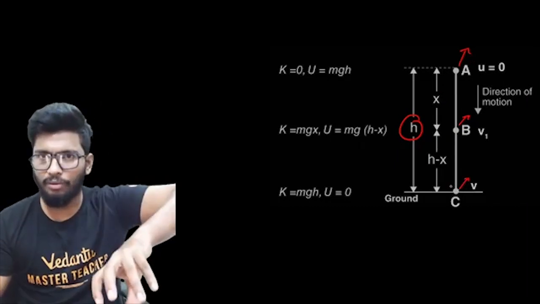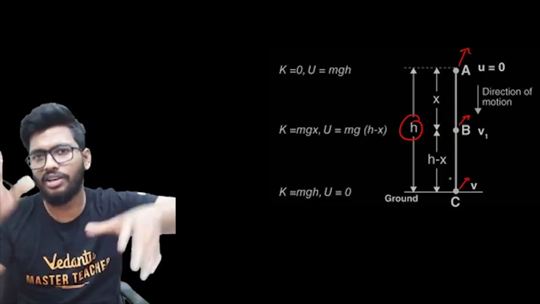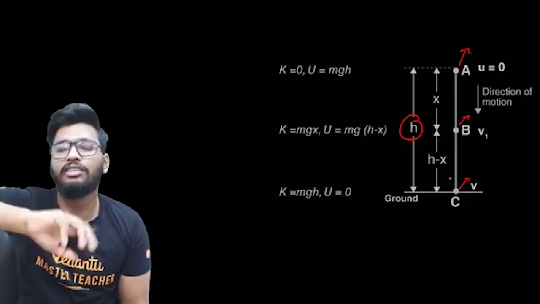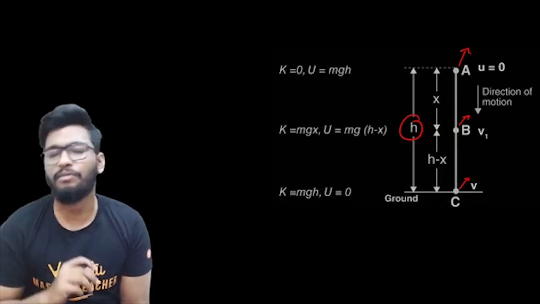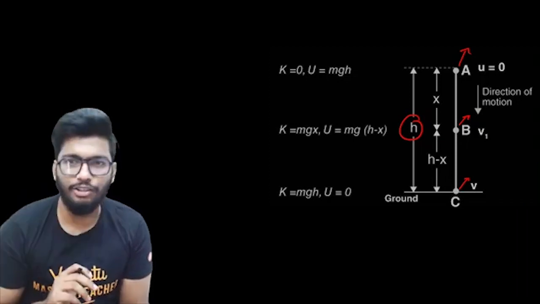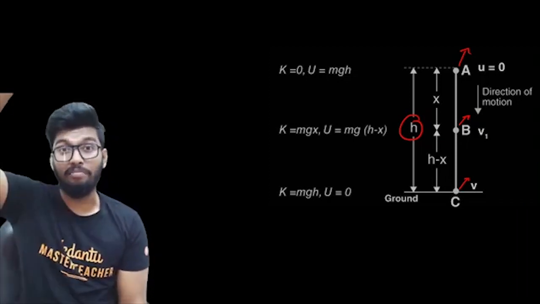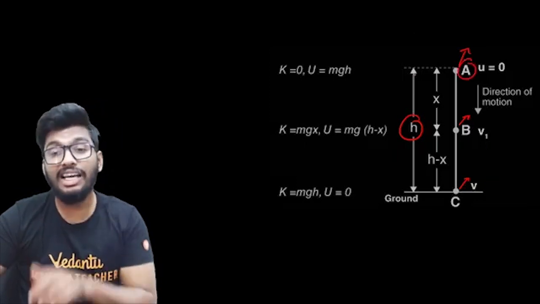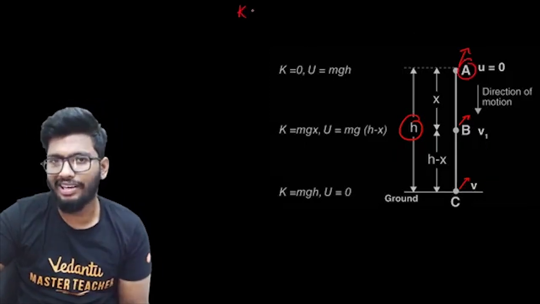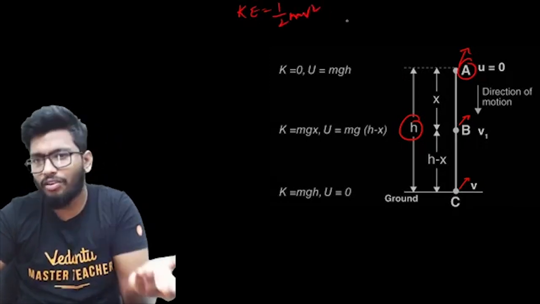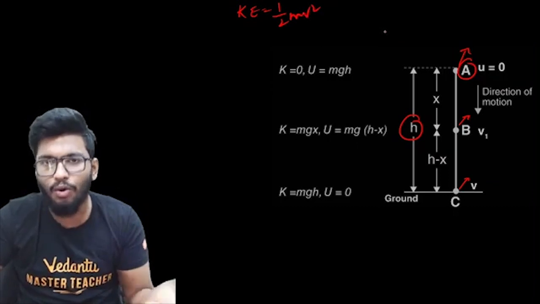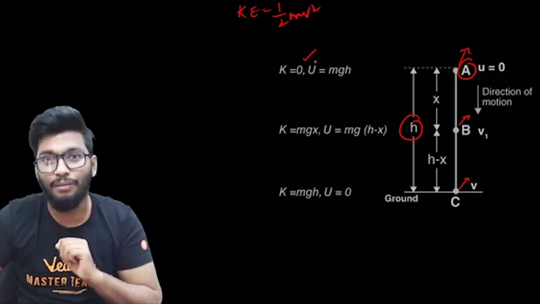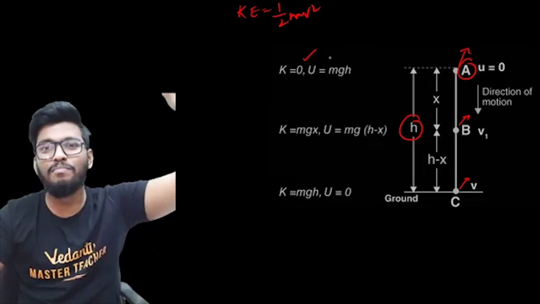So when it's midway, that is at h by 2, or half the distance, and the other is when it's just about at the ground, and then when it's at the height h. Now, when it's at its maximum height, at position A, because the initial velocity is 0, we know that kinetic energy is half mv square. Because v square is 0, kinetic energy in this case is going to be 0. But the potential energy is going to be maximum over here.